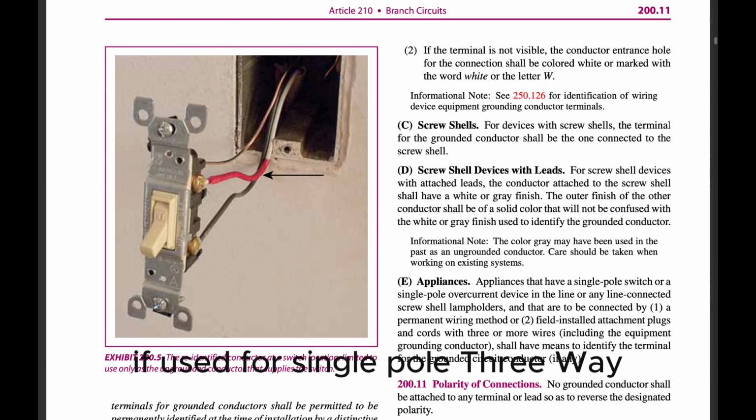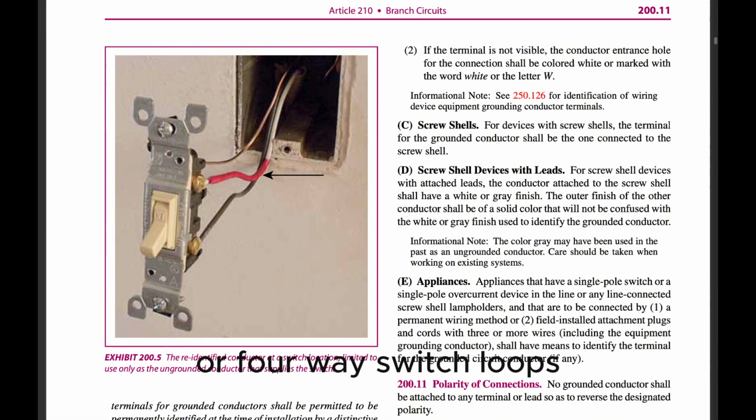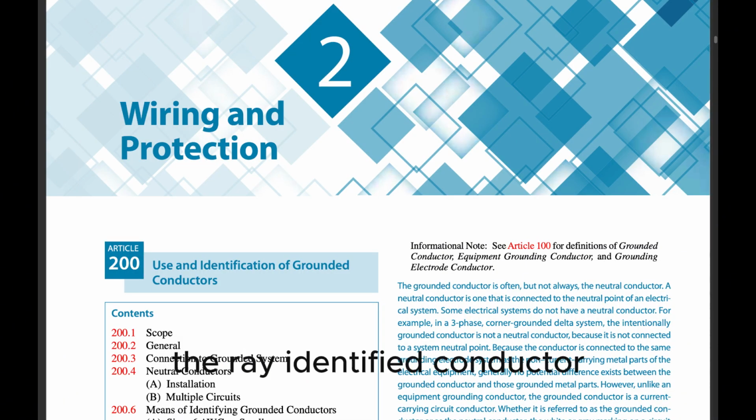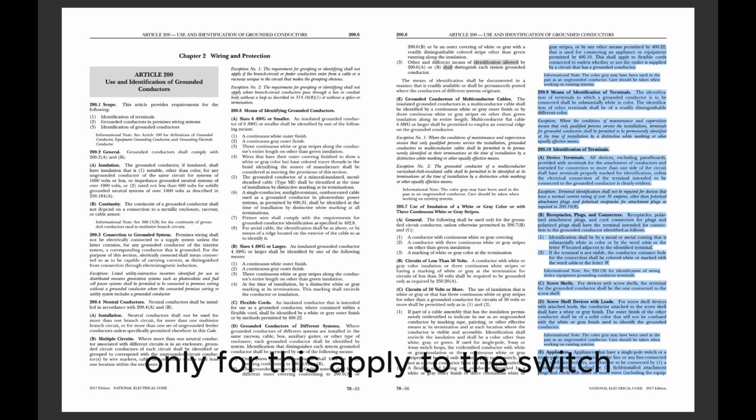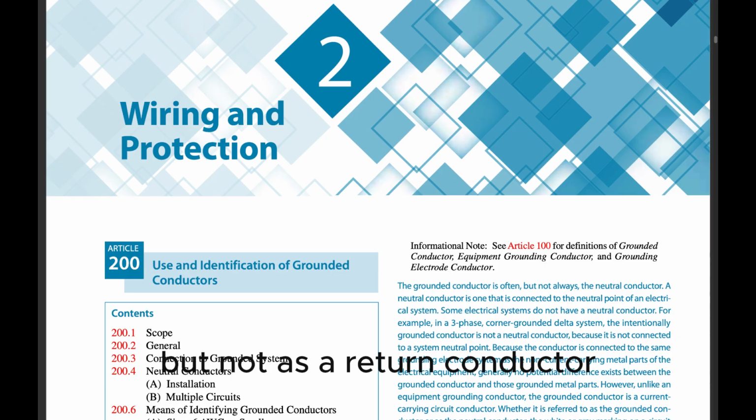If used for single-pole, 3-way or 4-way switch loops, the re-identified conductor with white or gray insulation or 3 continuous white or gray stripes shall be used only for the supply to the switch, but not as a return conductor from the switch to the outlet.